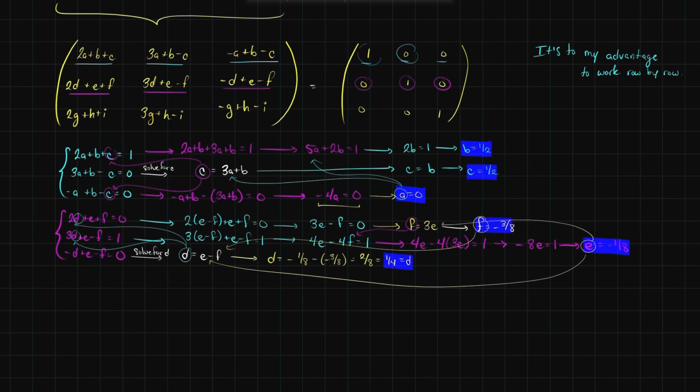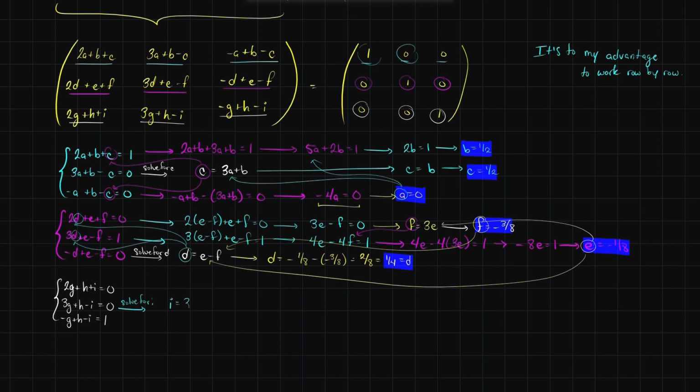And finally, if I want to encounter the last row here, that's going to give me a third set of 3 equations. 2g plus h plus i, comparing to 0. 3g plus h minus i, I'm comparing to 0. And negative g plus h minus i, I'm comparing to 1. We can simplify. Let's go with the middle case for i.